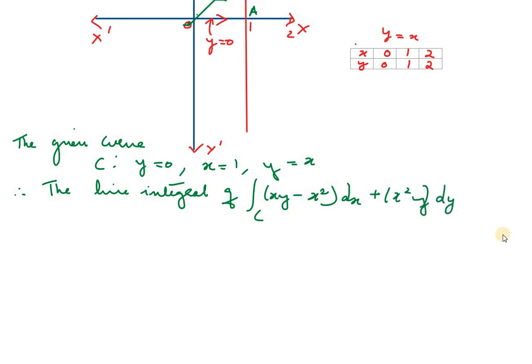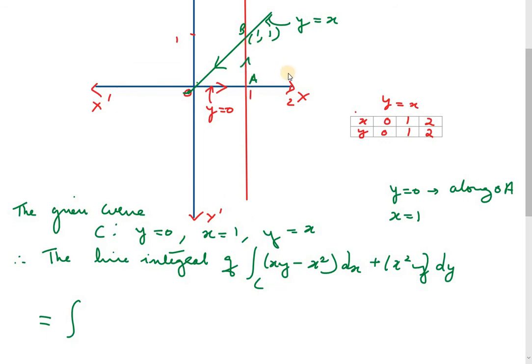Okay. So this will be equal to the line integral. One is y is equal to 0. It means along OA. And then x is equal to 1. Let us see from the figure. x is equal to 1. That means along AB. So this will be along the line AB. And lastly, when y is equal to x, it is along BO.